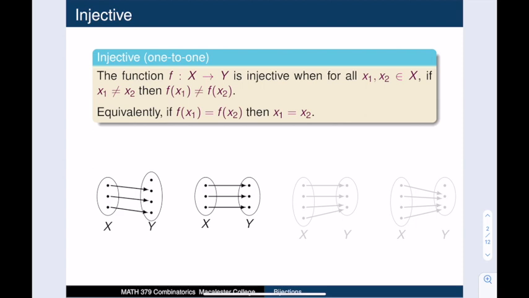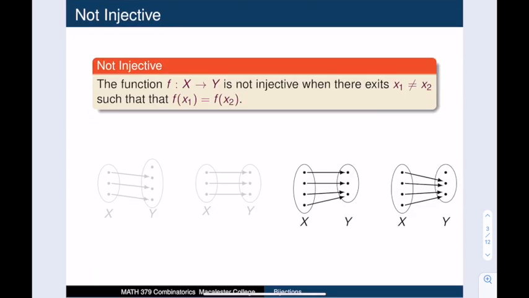A function f from a set x to a set y is injective when different x's always map to distinct y's. Equivalently, if we were given two x's that map to the same y, then we were in fact given the same x twice. Intuitively, this means that every element in the set y is mapped to by at most one element in the set x. And I do want to note that the term one-to-one is a synonym for injective.